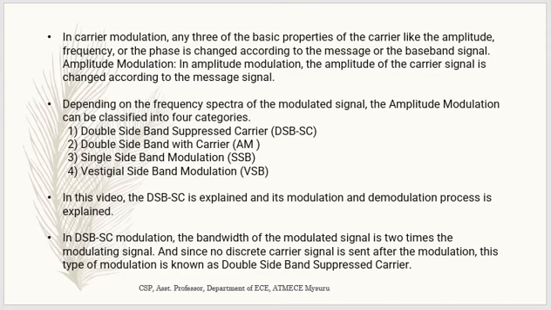In DSB-SC modulation, the bandwidth of the modulated signal is 2 times the modulating signal, and since no discrete carrier signal is seen or sent after the modulation, this type of modulation is called double sideband suppressed carrier.